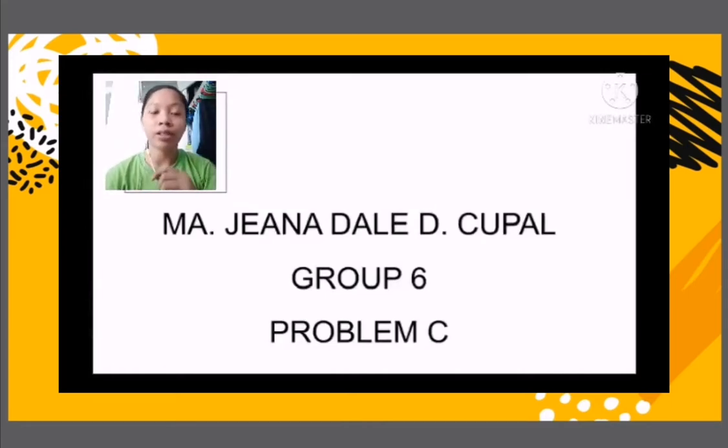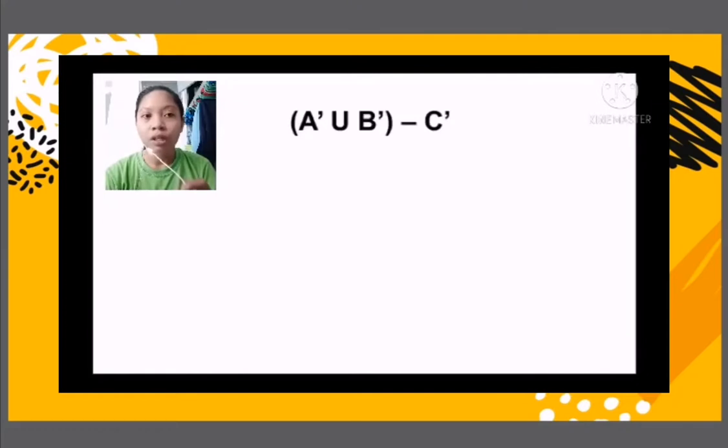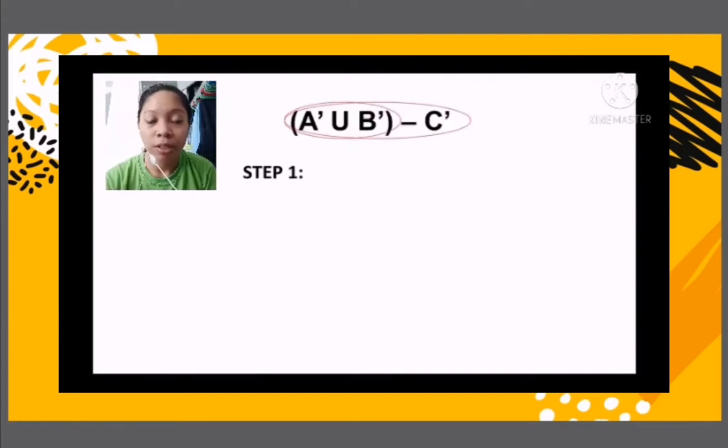I will discuss the problem A complement union B complement minus C complement. To solve this problem, let's break this into steps. First, let's solve for A complement union B complement. The answer for step 1 will be used for the next step, which is A complement union B complement minus C complement. So now, let me show you step 1.